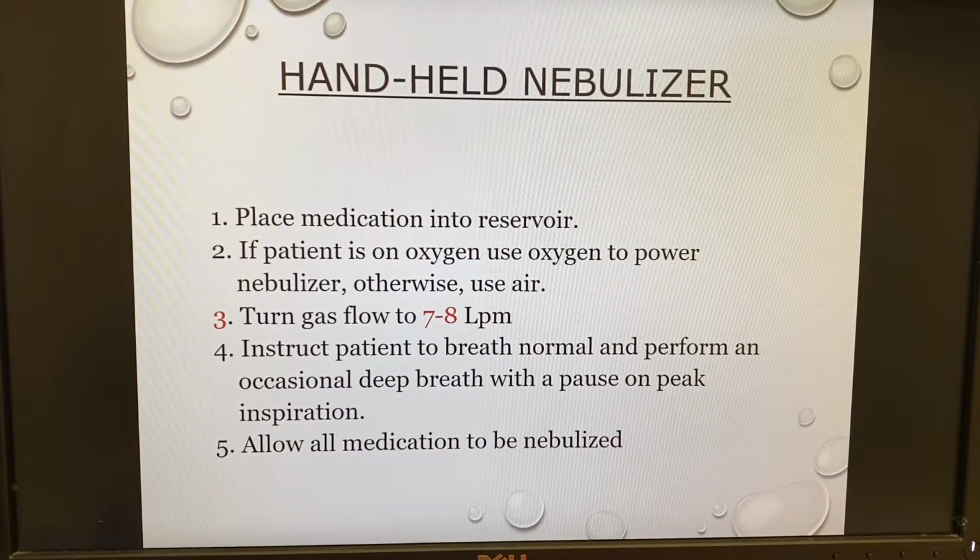Otherwise, use air. Turn the gas flow on the oxygen flow meter or air flow meter to 7 to 8 liters per minute, no more than that. Instruct the patient to breathe normally and perform an occasional deep breath with a pause on peak inspiration. Allow all medication to be nebulized.